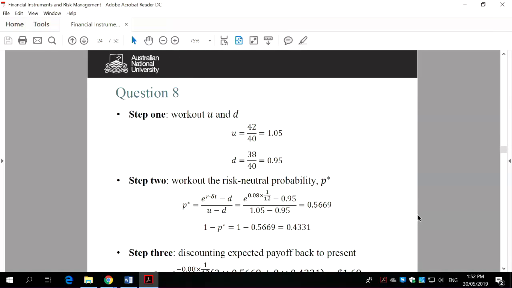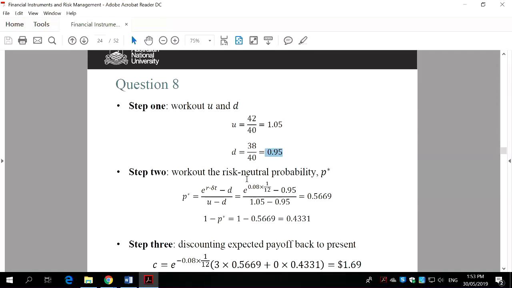And all we need to do is, first of all, work out the proportional increase and the proportional decrease. Work out U and D. So basically, we'll take the ending price divided by the initial price. So that's the proportional increase. Again, you repeat the same process. You take the ending price divided by the initial price. You work out the proportional decrease. Then you have all the information to work out your risk-neutral probability, which is P star.